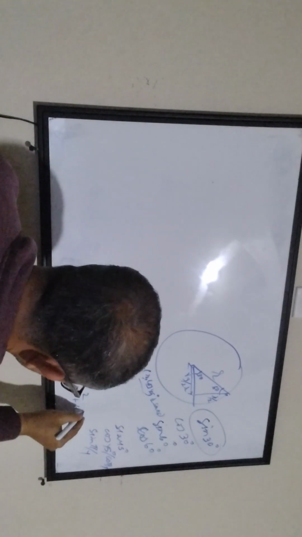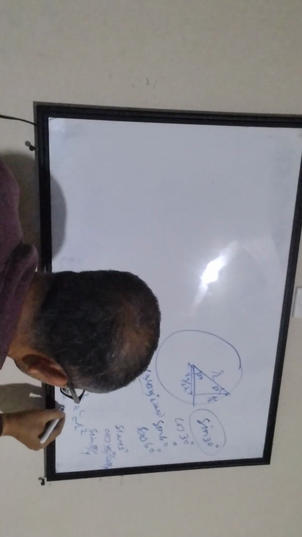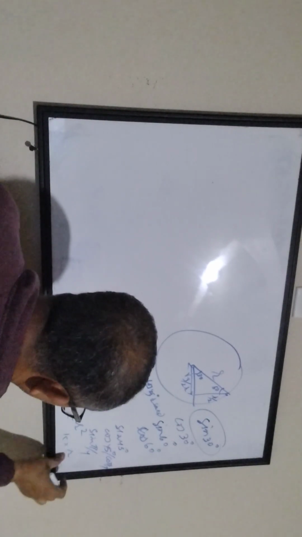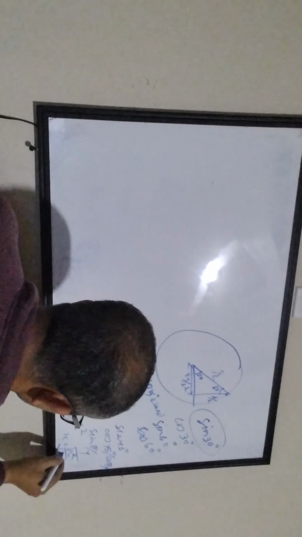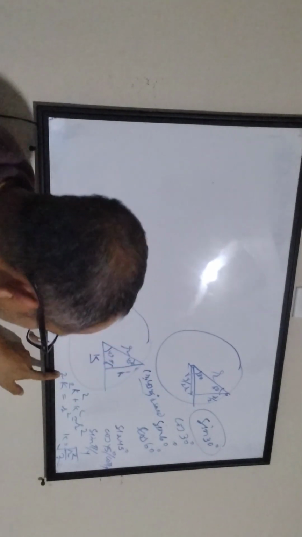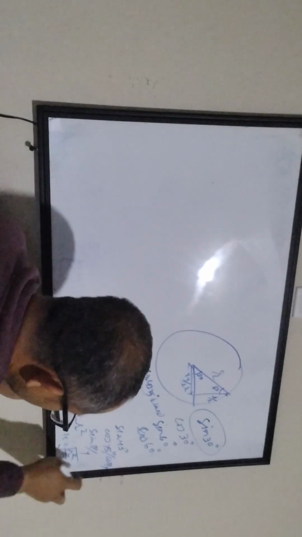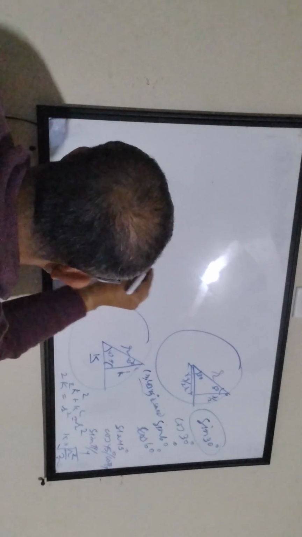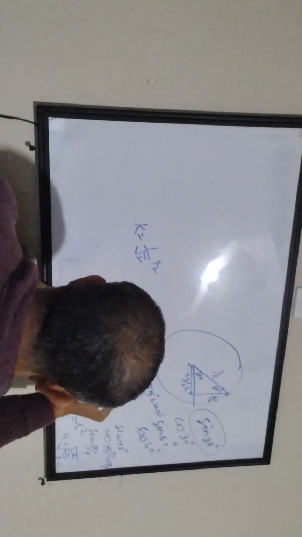k square plus k square equals r square. So 2k square equals r square. So k equals r by square root of 2. Sorry, my bad. 2 comes here. So k square equals r square by 2. So k equals square root of r square by 2, which makes it k equals 1 by root 2 times r. So this is 1 by root 2 times r.